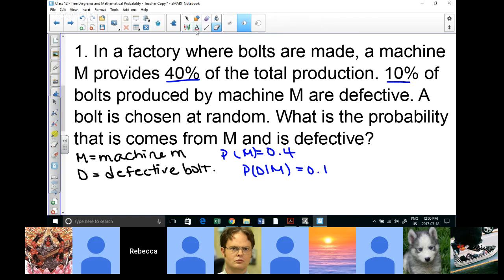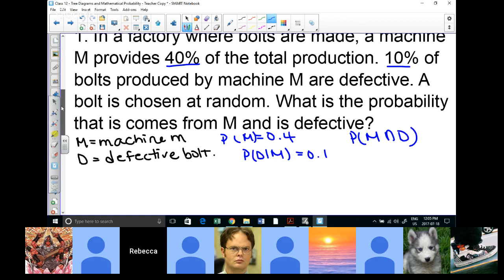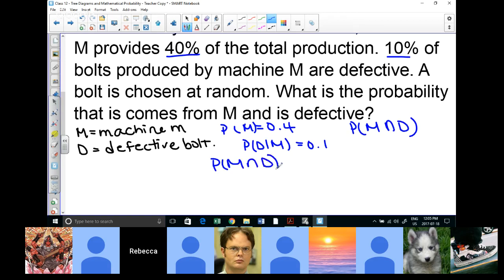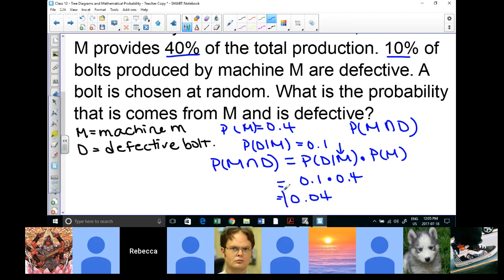My writing is not very clear. M and the intersection. So we saw from our formula just before that the probability of their intersection is the conditional probability times the probability of this one. But I have both of those things. So I have 0.1 times 0.4, and that gives me 0.04.